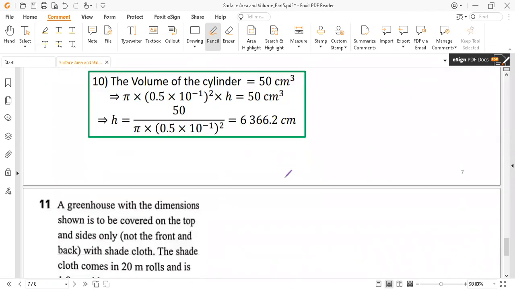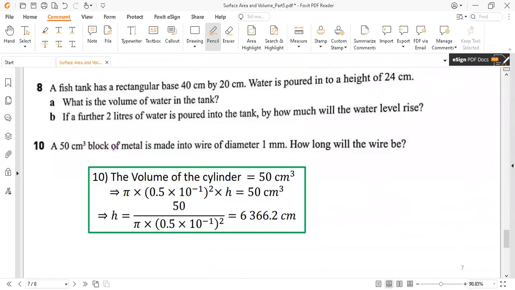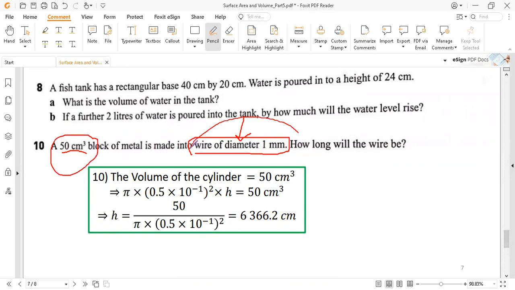Finally, in exercise 10, a 50 centimeter cubed block of metal is made into wire of diameter 1 millimeter. So how long will the wire be? Normally, we have 50 centimeters cubed and a wire of diameter 1 millimeter. From this word diameter, we know that we are talking about a cylinder, because we are talking about a volume and not a surface area. Because we have centimeters cubed, it is a volume, so we are talking about a solid with a diameter. So it is a cylinder of 1 millimeter.